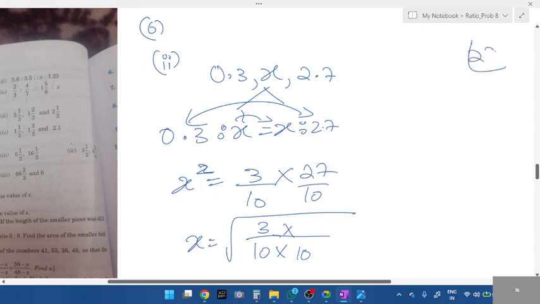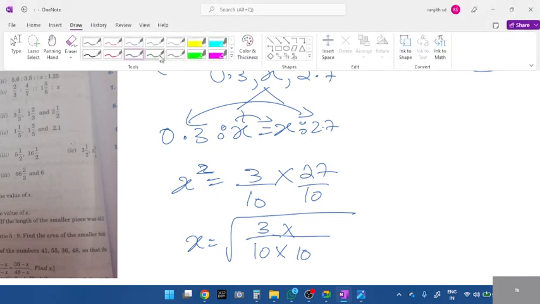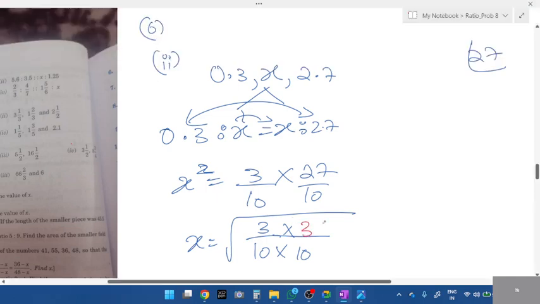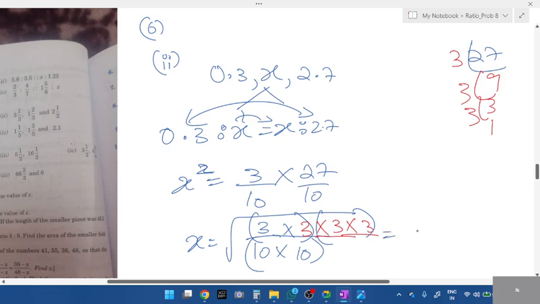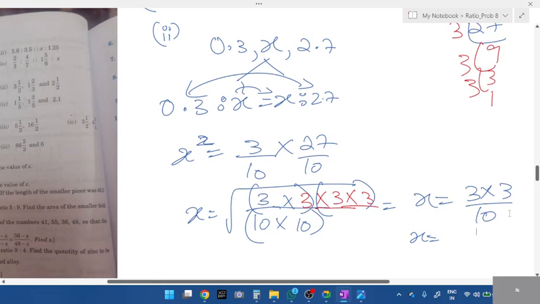Factorize 27, students. How do you factorize 27? How many times does it go? 3 into 3 into 3, 3 nines, 3 threes, 3 ones. Is it clear? Did you understand? Split into 2 parts. Group it like this. See, everything is 2. What will be the answer, students? 3 into 3 divided by 10. What is 3 3s? 9 by 10. How much is 9 by 10?